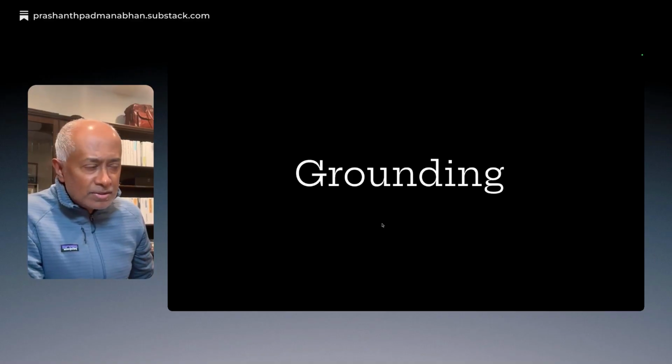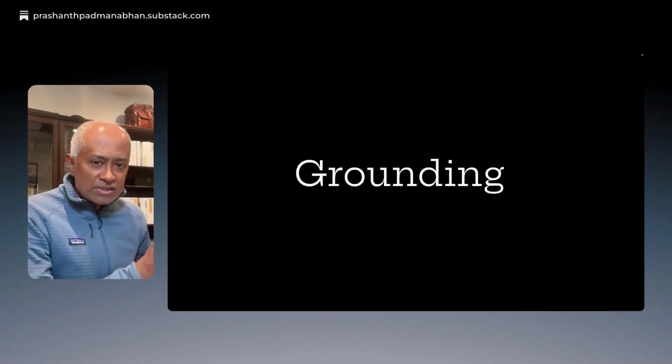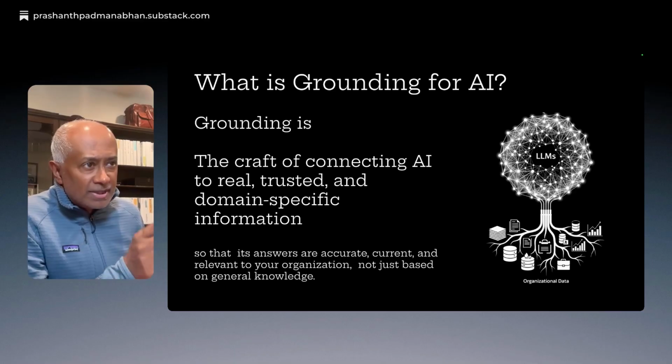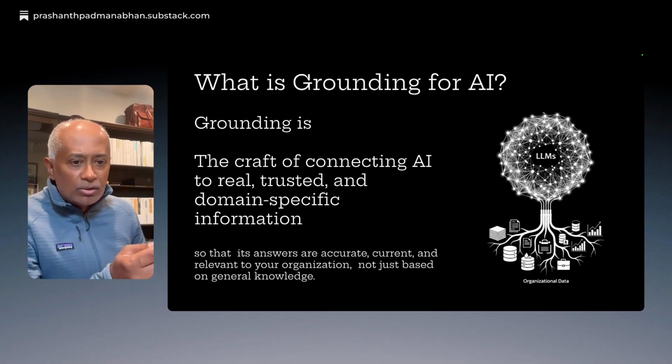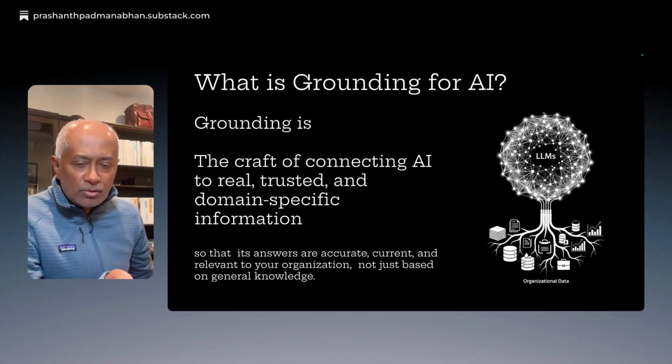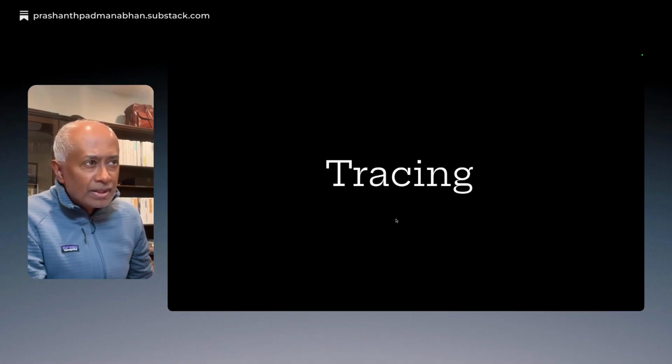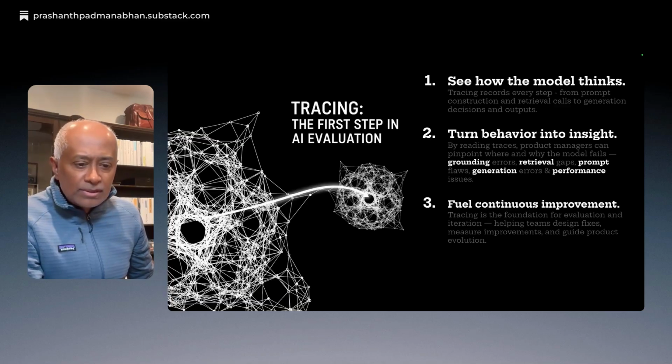And the second concept that we are going to look at is grounding. That means we are going to add a document to a particular AI agent or AI feature and say, your answers must come from this document or primarily should come from this document. Grounding is the craft of connecting AI to real, trusted, domain-specific information. If you're responding to an RFP or a security questionnaire for your organization, you want your AI agent to look at a particular document and not go beyond that document. That is grounding.